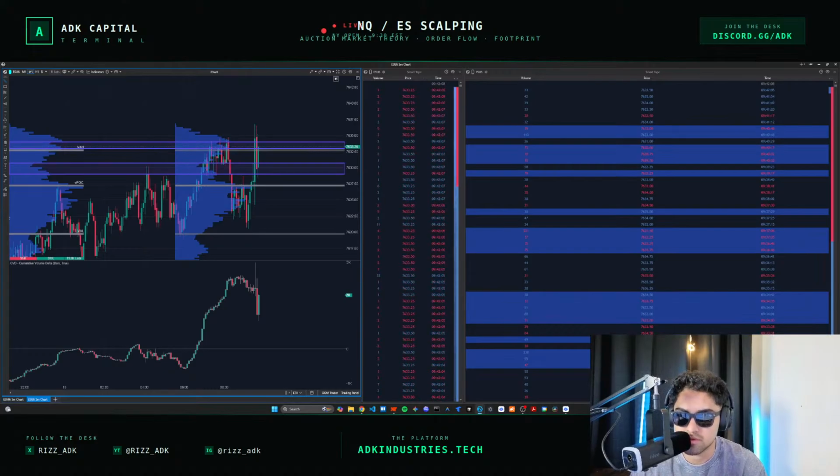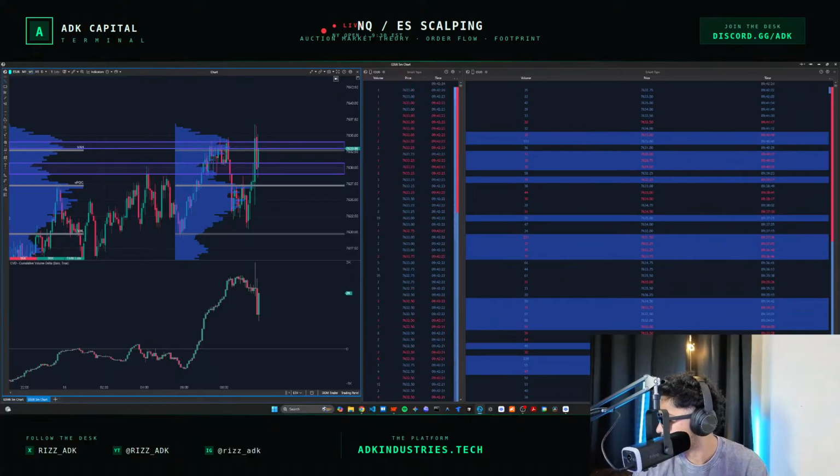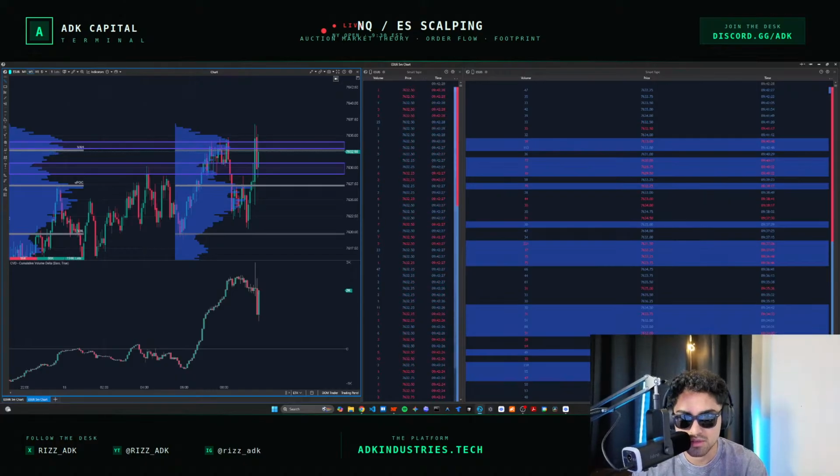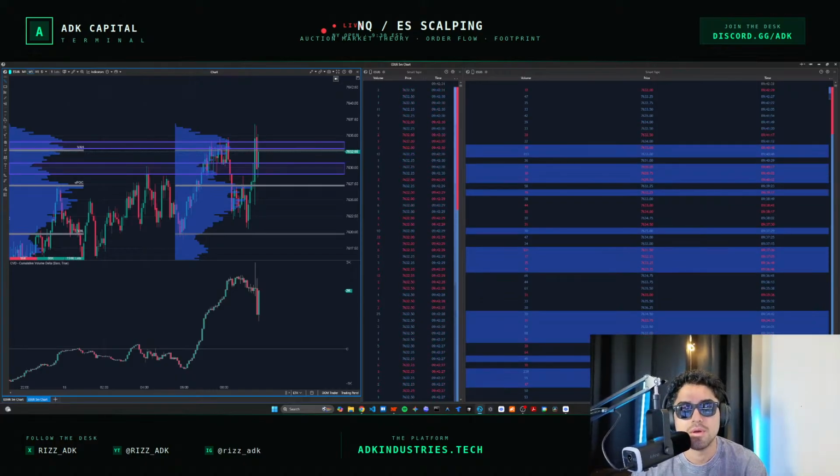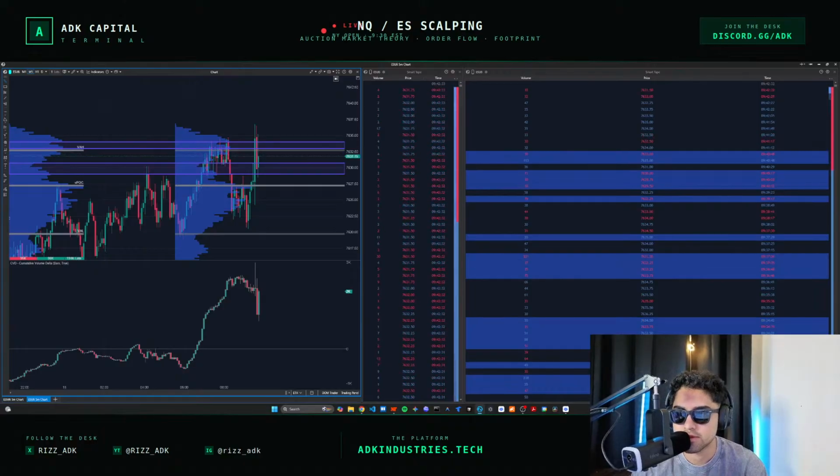We see 33 instead. 33.50, 33.25, 33.50, 33.25. All right, we see some sellers soaking those buyers. Sellers are absorbing the buys, absorbing the bids in the market right now. So as we can see, the buyers are getting completely destroyed right now.